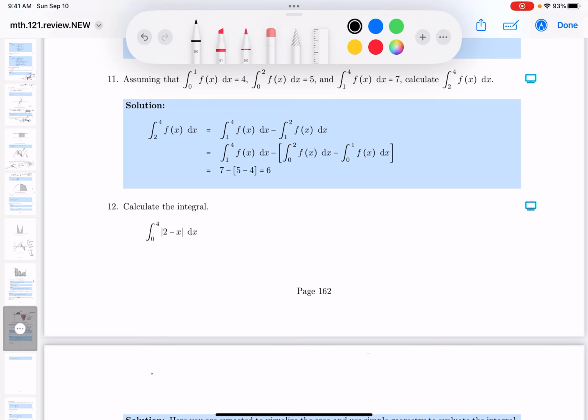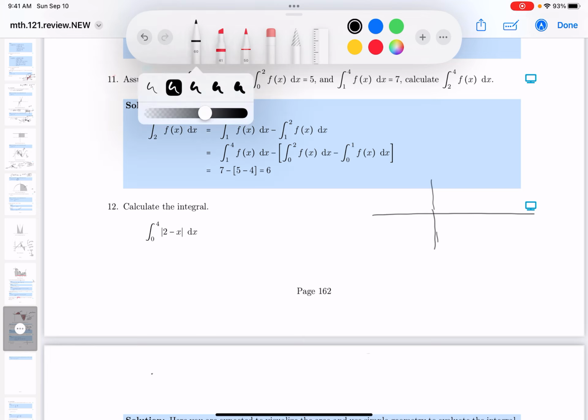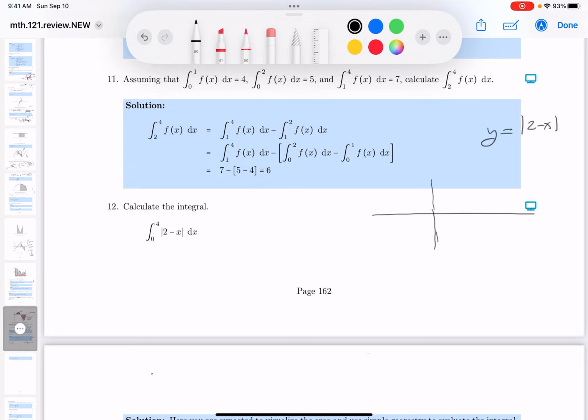Okay, for something like 12, there's a variety of ways of doing it, but my understanding is if I can visualize this, there's a good chance I'll be able to do the integration. So I'm going to try to visualize what this looks like. And I want to graph the integrand first, which is y equals the absolute value of 2 minus x. What does that look like?